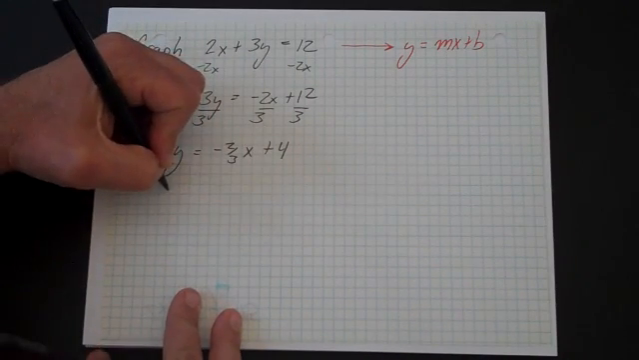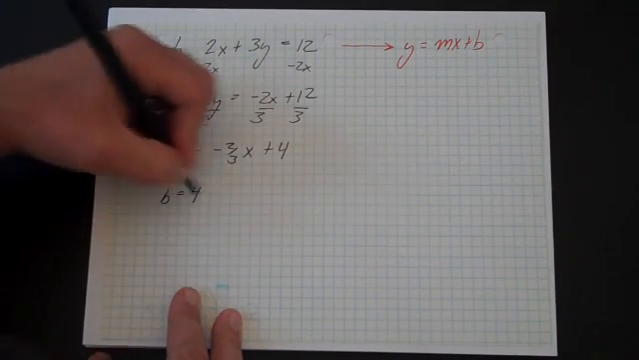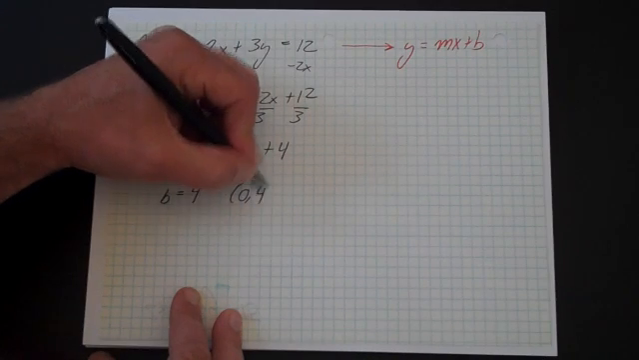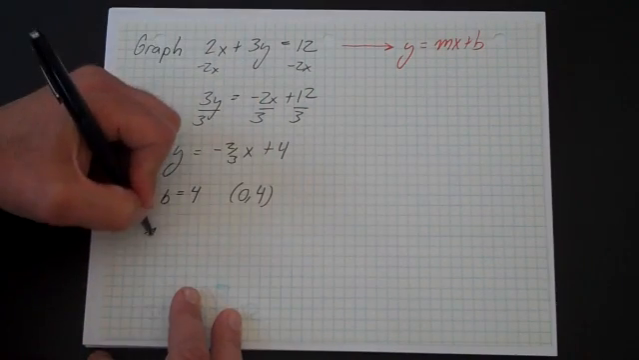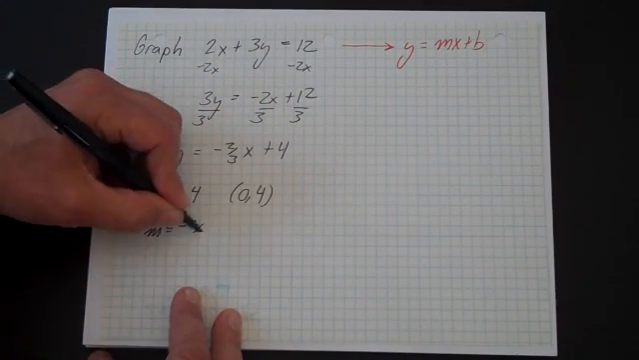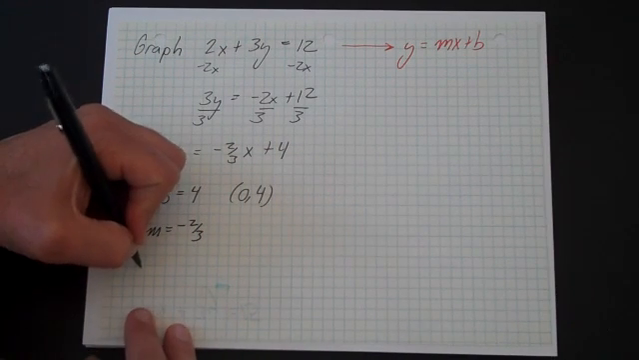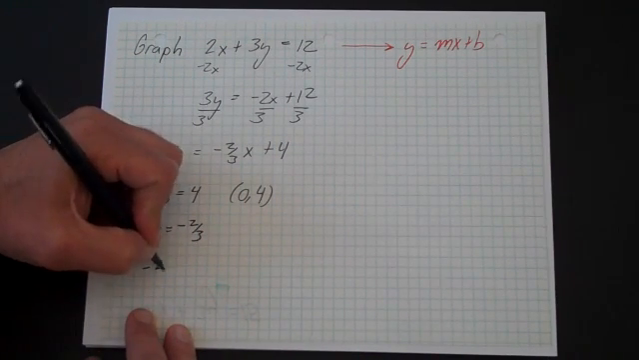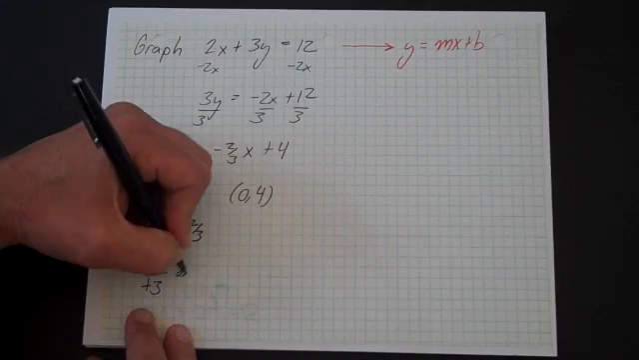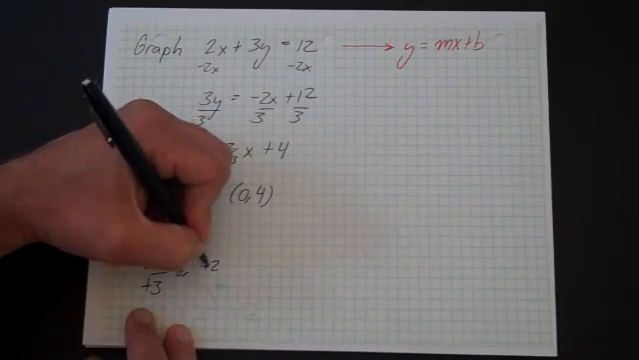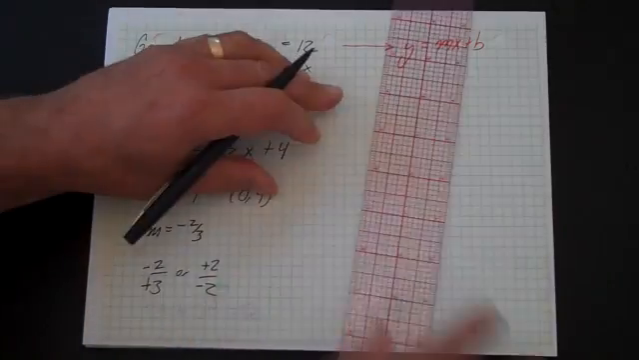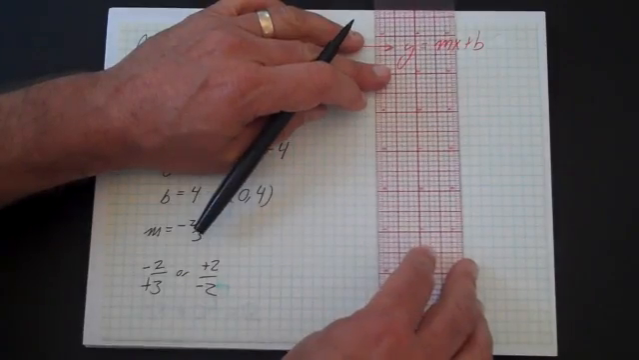In this case, the y-intercept, b, is 4, so the y-intercept is the point 0, 4. The slope is minus 2 over 3. Remember, a negative slope, you can think of it as a minus 2 over a positive 3, or you can think about it as a positive 2 over a minus 3. Both of those are equivalent.